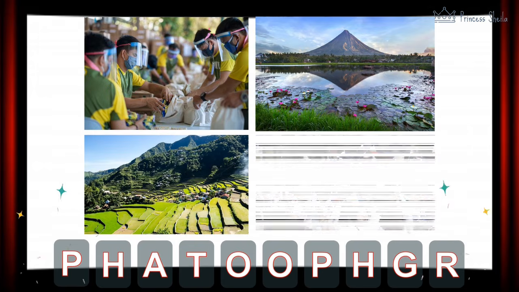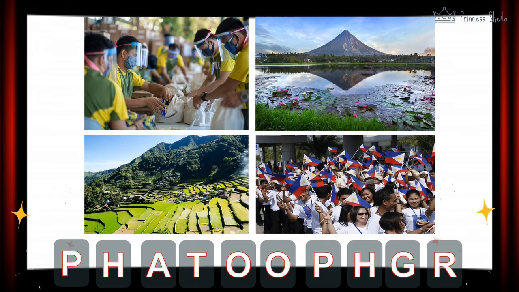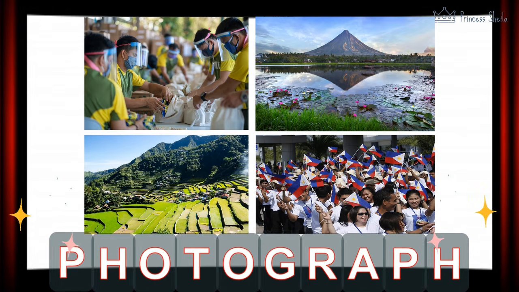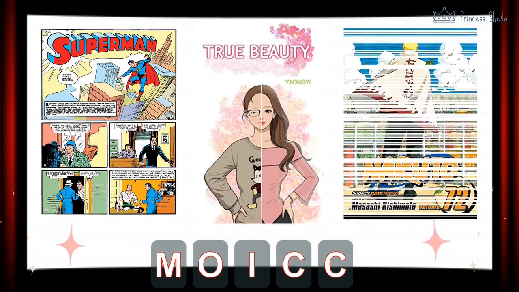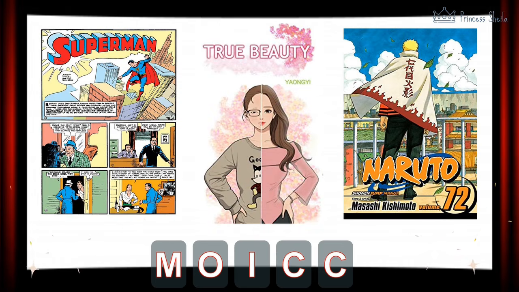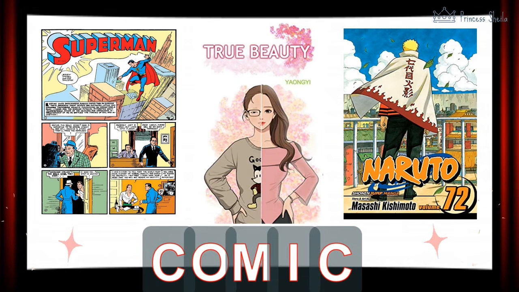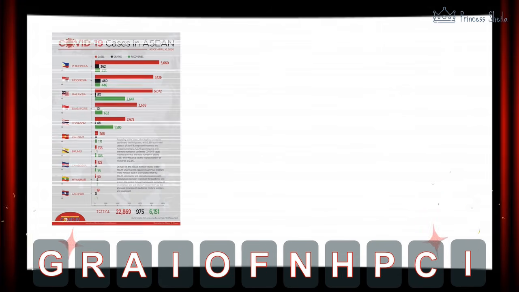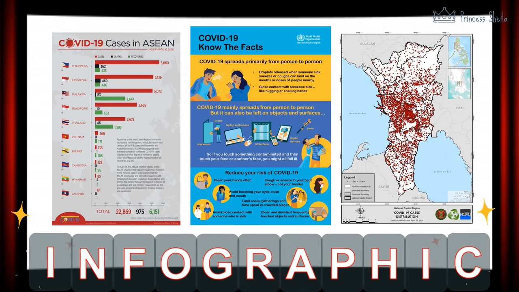Number 1. It is a picture made using a camera. Photograph. Number 2. It contains a set of stories told in pictures with a small amount of writing. Comic. Number 3. It contains valuable information and narrates stories in a beautiful and straightforward manner. Infographic.